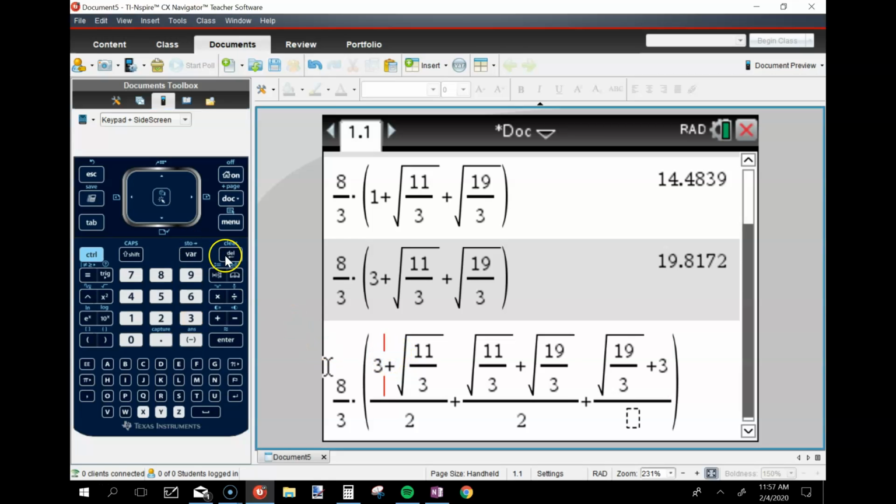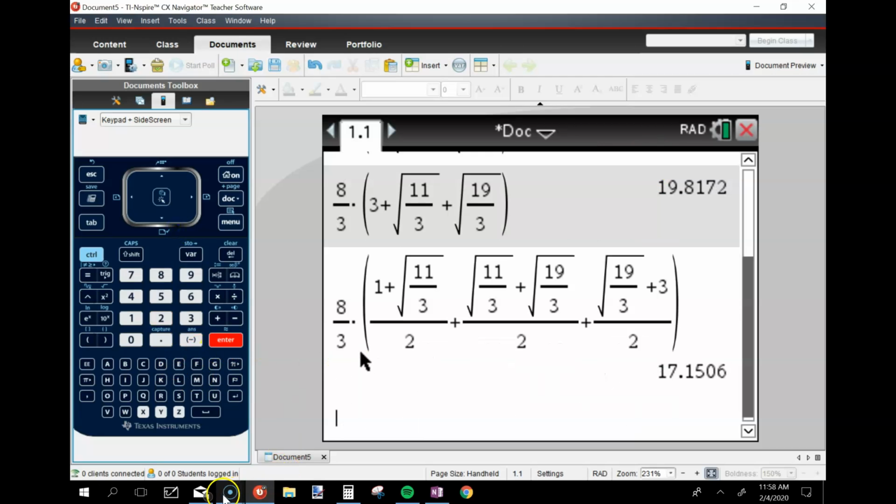This should be a 1, by the way, right? All right, let's make sure I got it right. 8/3 times the average of the first two intervals, average of the second, average of the third. I think that's right. I better get a number, what? All right. 17.15.